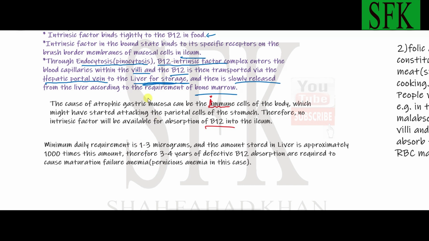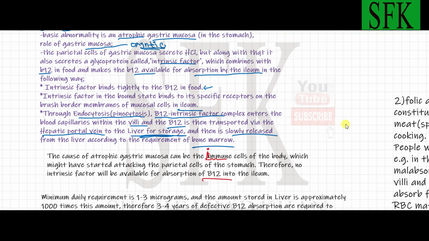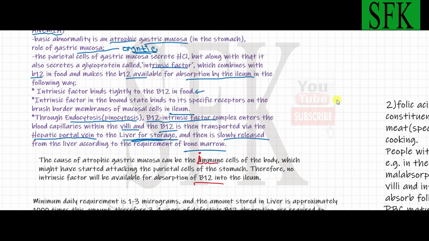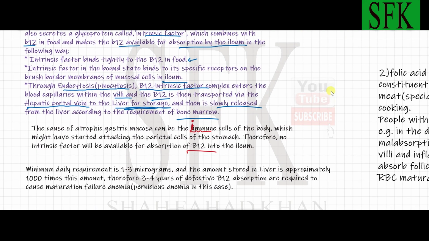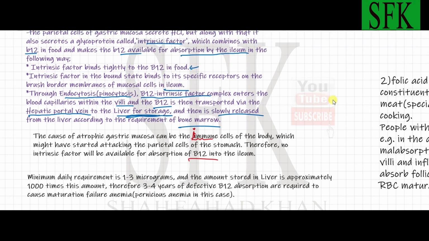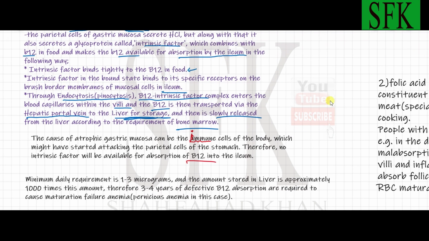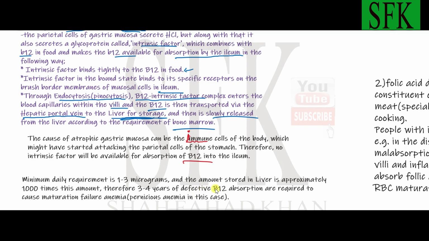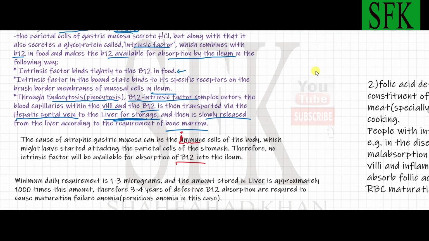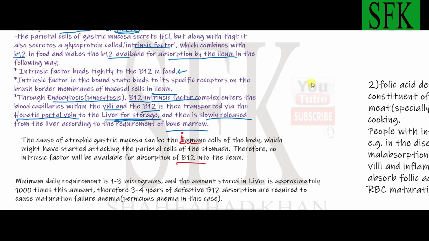In the case that we've just discussed, this type of maturation failure anemia is called pernicious anemia, in which vitamin B12 is not absorbed in the ileum due to lack of intrinsic factor from the parietal cells of the stomach. So this was the first maturation failure that we discussed, relating to vitamin B12 deficiency due to atrophic gastric mucosa and inability of the body to absorb B12 from the lumen of the intestines.